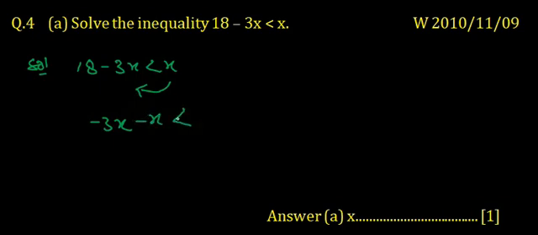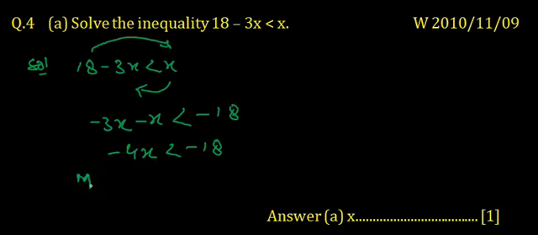The sign of the inequality remains the same, and 18 moves from left to right, and the sign changes from plus 18 to minus 18. Now minus 3x and minus x, when we add them, become minus 4x. The sign of inequality remains the same and it is minus 18. Now we cannot cancel the minus sign across the sign of inequality on both sides.